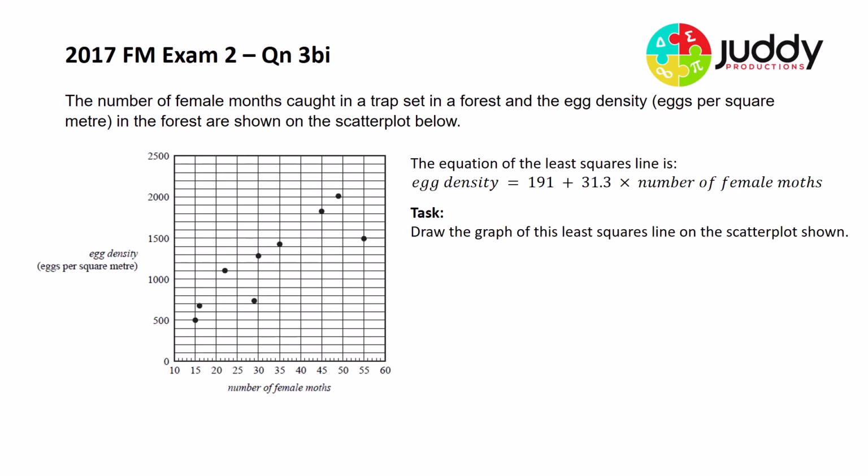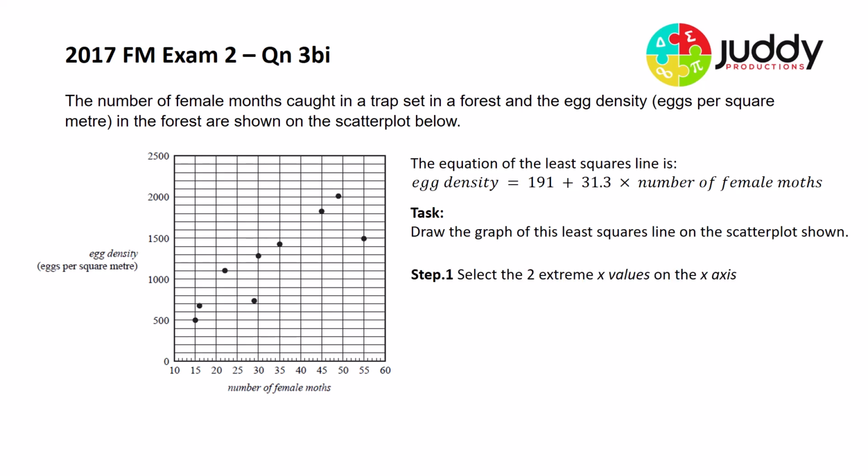The number of female moths caught in a trap is set in a forest, and the egg density, that is eggs per square metre, in the forest are shown in the scatter plot below. So I have our scatter plot there. The equation of the least squares line is egg density equals 191 plus 31.3 times the number of female moths. And our task is to draw the graph of this least squares line on the scatter plot below. So let's look at the technique.